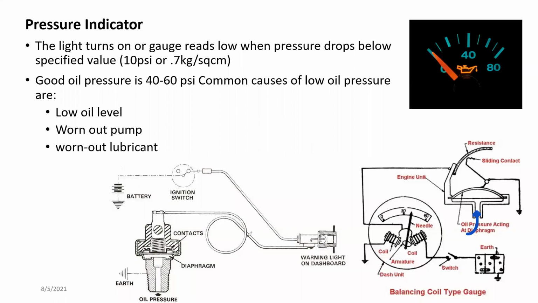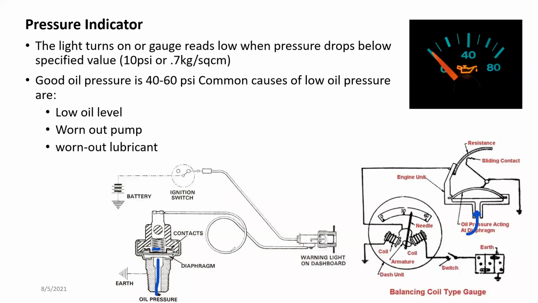The earth wire, or the negative connection of this bulb, goes to an oil pressure switch. This oil pressure switch is connected to the oil gallery itself. So the oil pressure is delivered through this hole up to this level. And there is a spring-loaded diaphragm again.